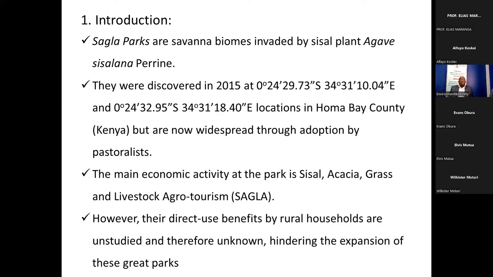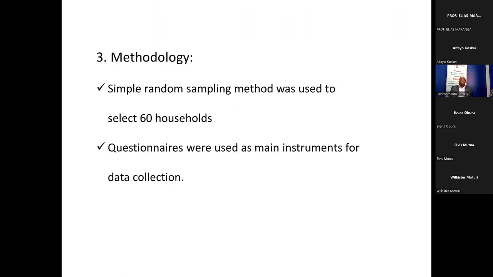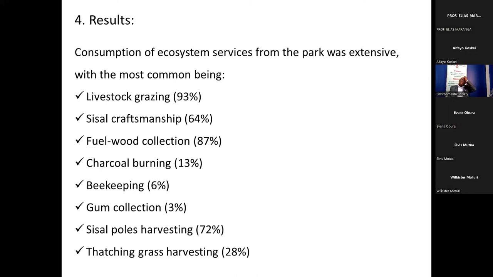And the second, charcoal burning. We realized that one of the ways through which the community uses the park is through charcoal burning. And of course that relies on whether the trees are there or not. The major tree cover at Sagala Park is acacia. So the main economic activity the community uses acacia for is charcoal burning, but that depends on the availability of this resource at the park.